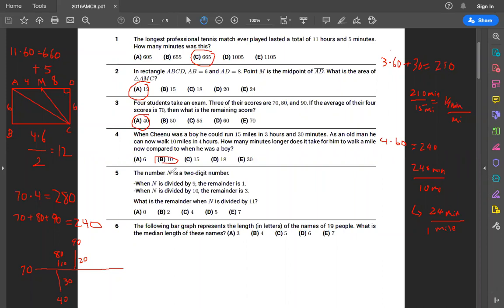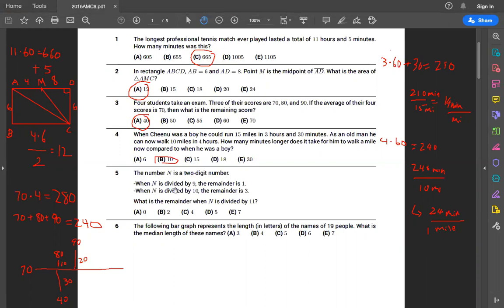Alright, problem 5. We know that the number n is a 2-digit number, and we know the following 2 statements. When n is divided by 9, the remainder is 1, and when it's divided by 10, the remainder is 3. We want the remainder when n is divided by 11.